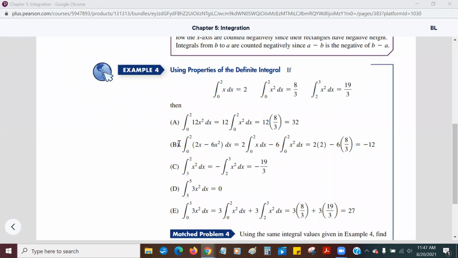Now, next one, b. The integral from 0 to 2 of 2x minus 6x squared. Well, first of all, I could break this up into 2 integrals, and I could take out the 2, and I could take the 6 out of the integral. So this becomes 2 times the integral from 0 to 2 of x dx minus 6 times the integral from 0 to 2 of x squared dx. Now I just plug in the numbers. So this is 2 because it's given here, and that's 8/3 because it's given there. So it's just 2 times 2 minus 6 times 8/3, which if you crunch that all out, comes out to be negative 12.